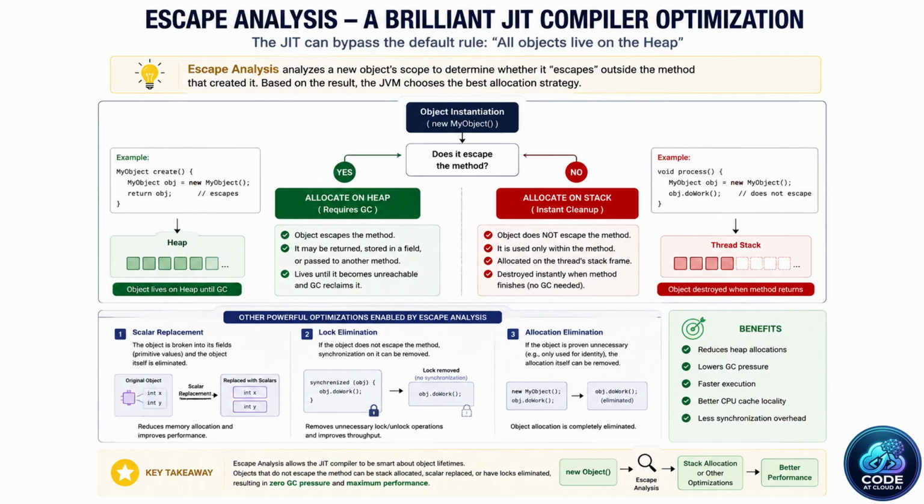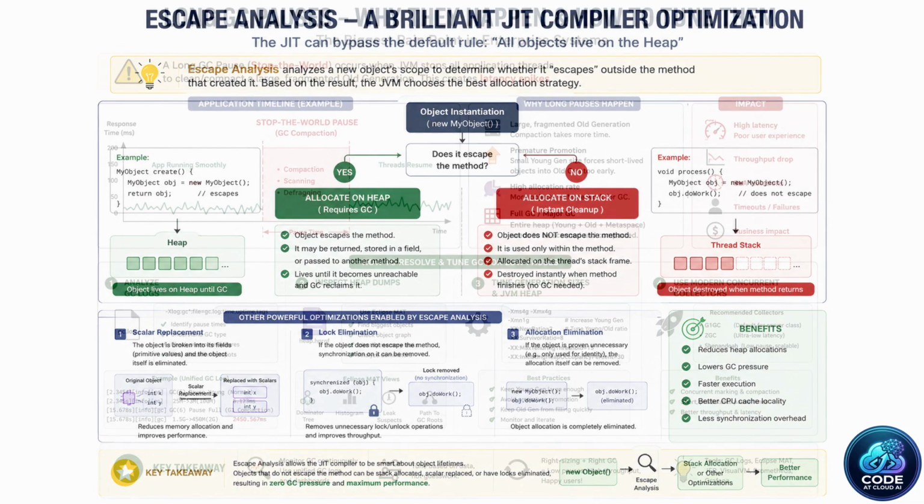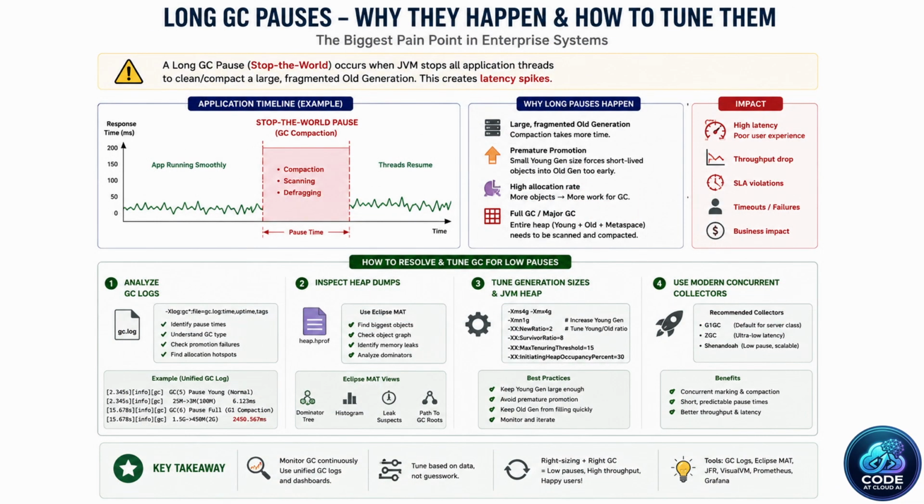Finally, let's look at the biggest pain point in enterprise systems: long GC pauses. Why do they happen? And how do you tune them? Long pauses occur when the JVM stops your application threads. Stop the world event to clean or compact a large fragmented old generation.